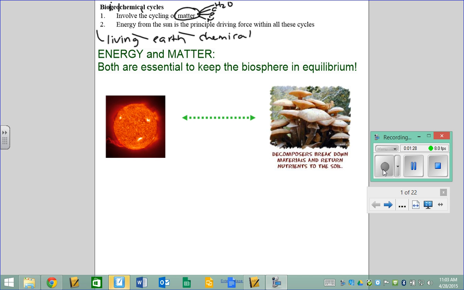Is that the only matter that exists? Of course not. These are just the cycles that we're going to use as exemplars to show you how matter cycles on Earth and how this affects living organisms. Now, like I said, I don't want you to forget about energy, because energy from the sun is the principal driving force within all these cycles. None of these cycles would work without energy, and energy would not be able to be passed on without matter. So what I want you to come away with as a main idea from this entire chapter is that we need both of these things. You cannot only have energy or you cannot only have matter.